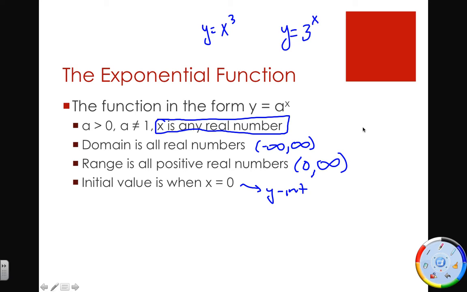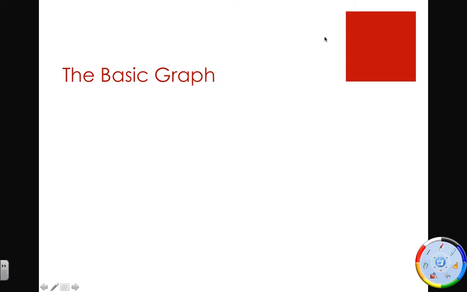All right, so we're going to be looking at all sorts of stuff in this particular form, a to the x. We're going to look at 3 to the x, 2 to the x, 1/2 to the x, 2 to the negative x, that sort of stuff. So let's look at, first of all, the basic graph. Now, what you'll notice here is this is going to be the basic graph, quote-unquote, the basic graph.